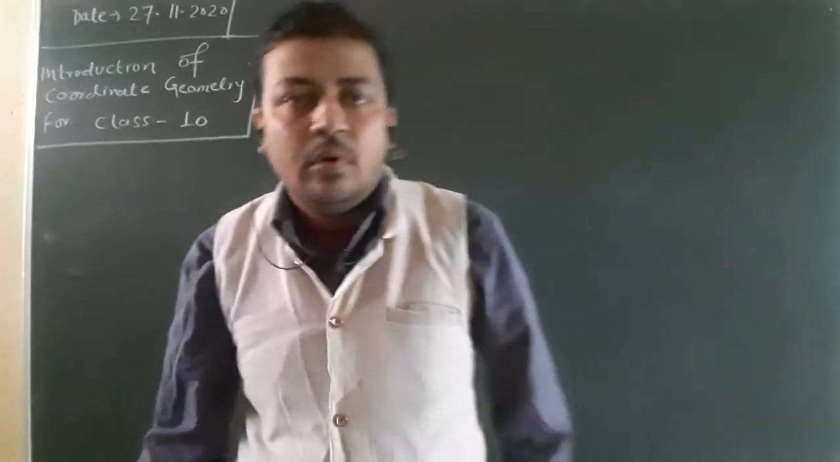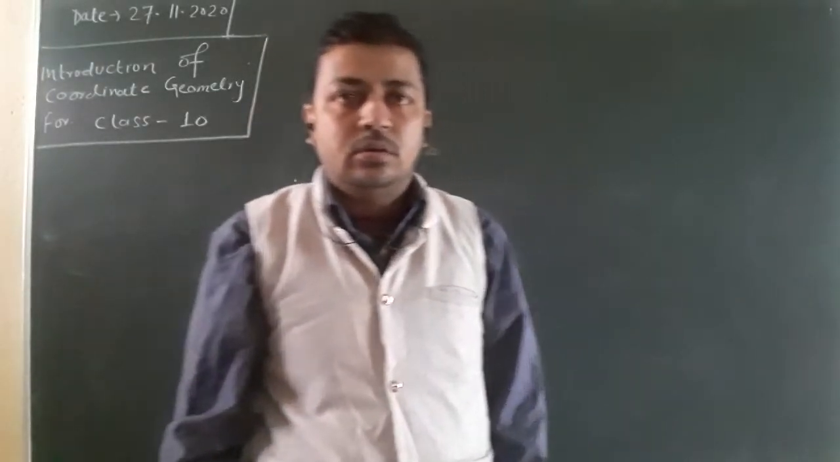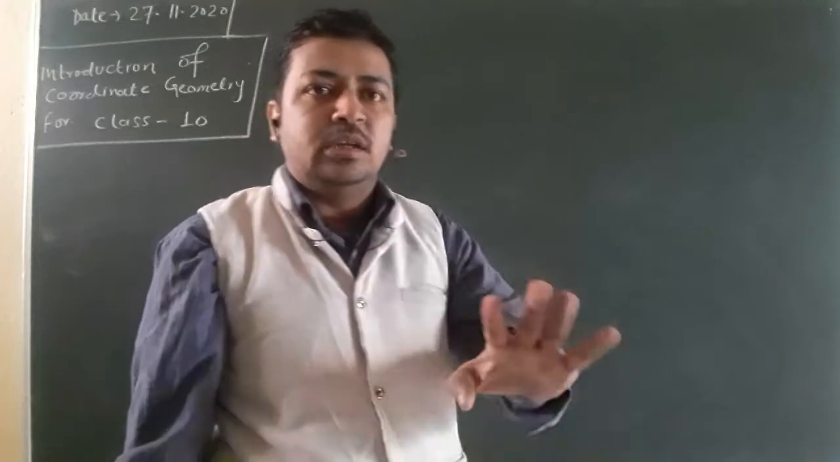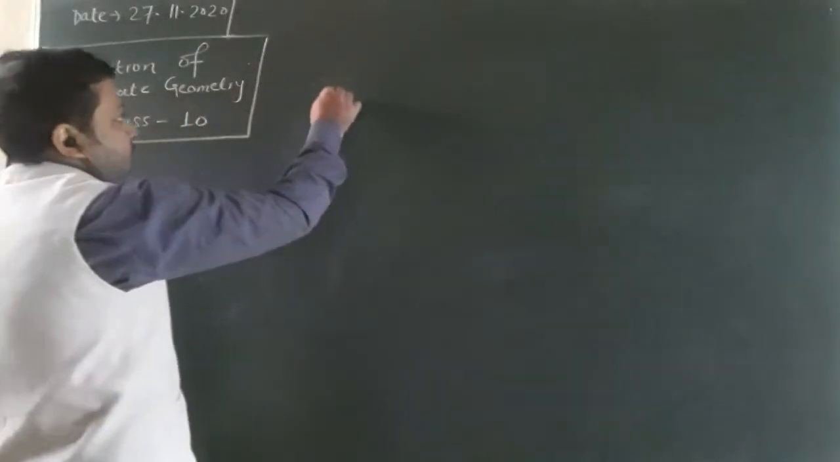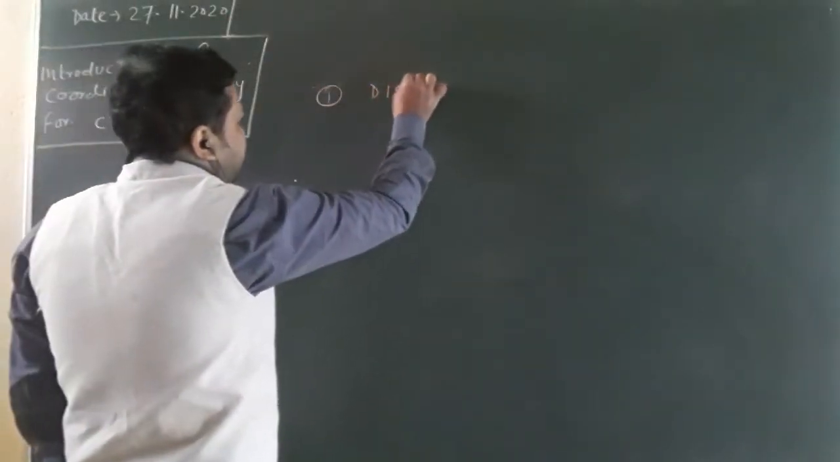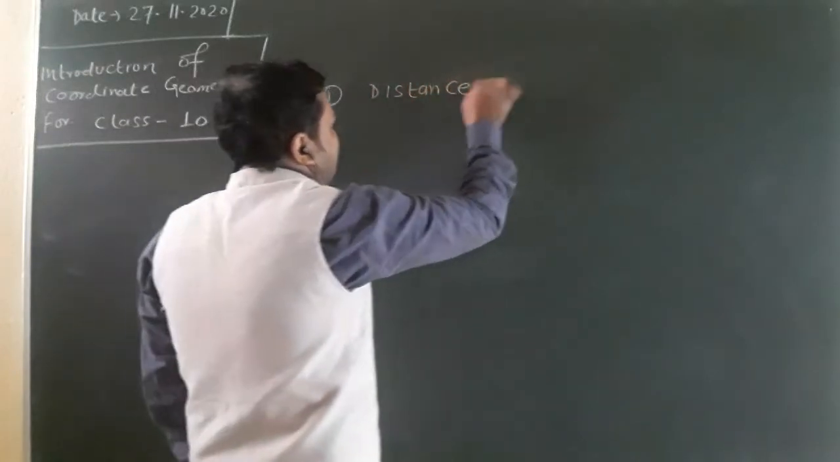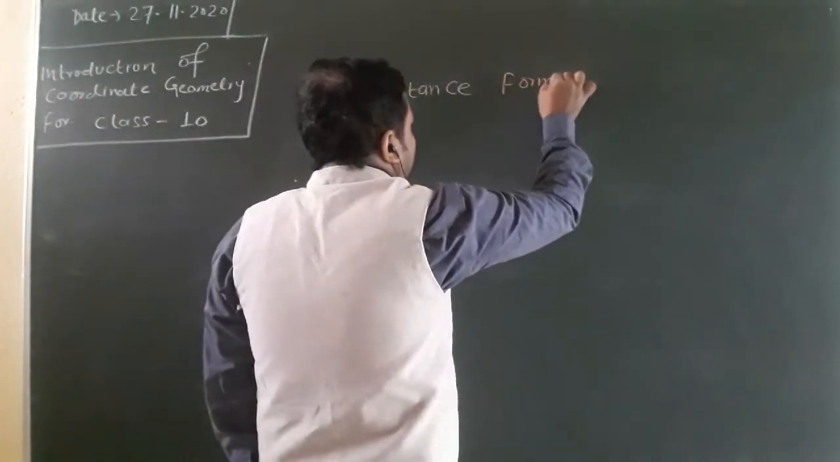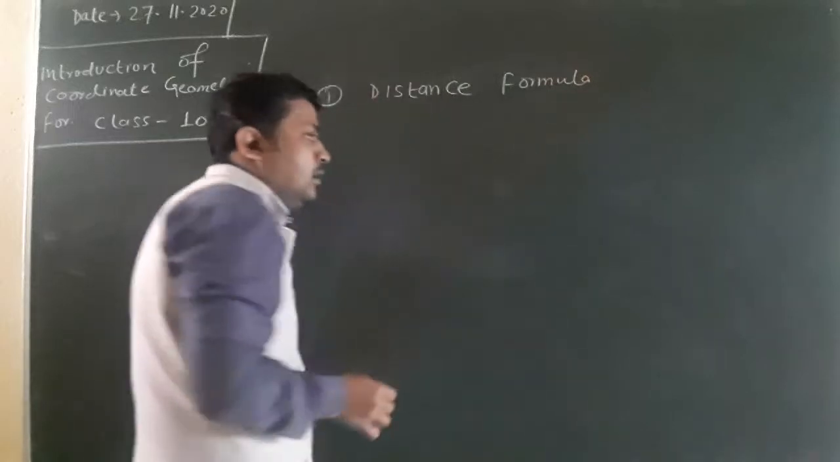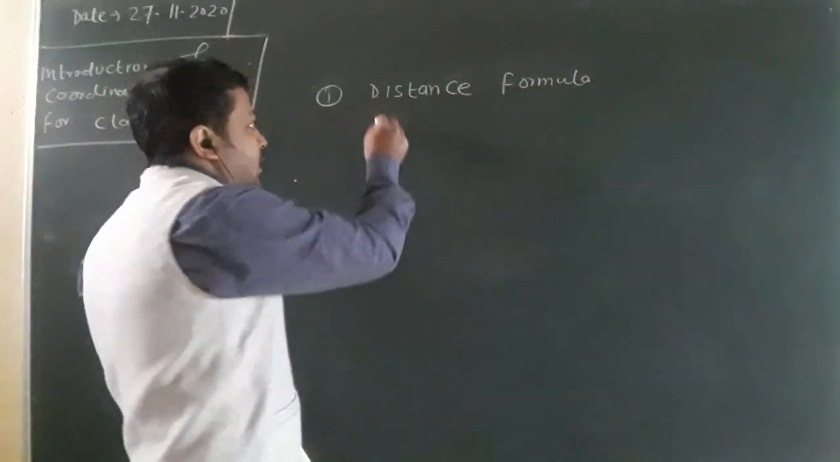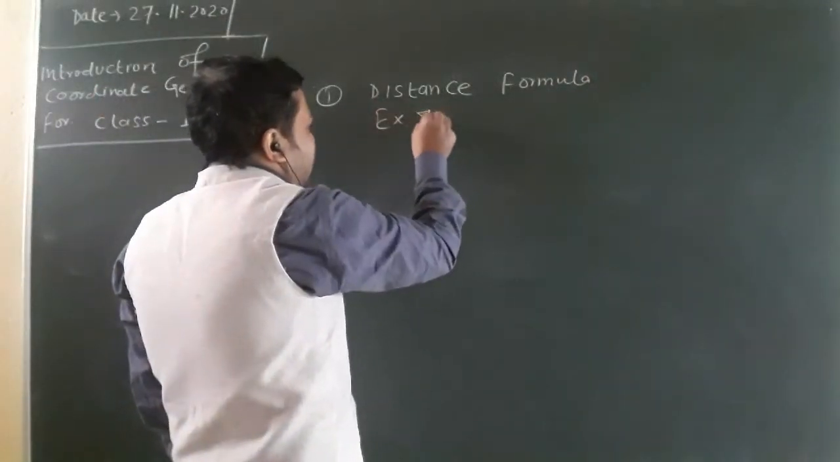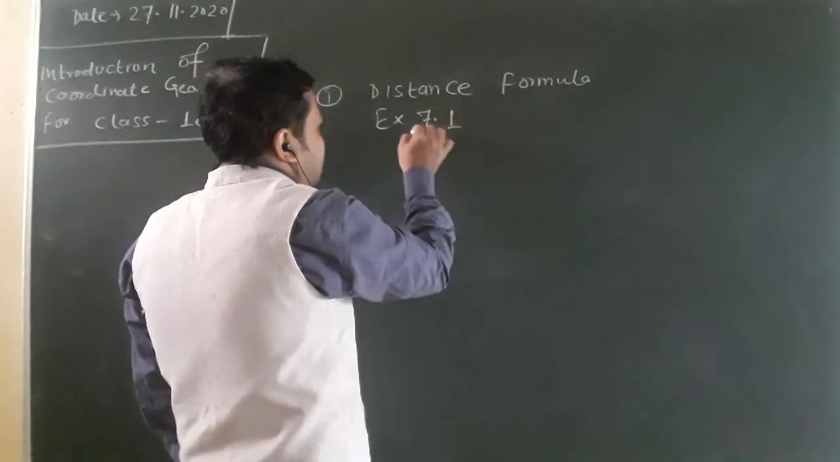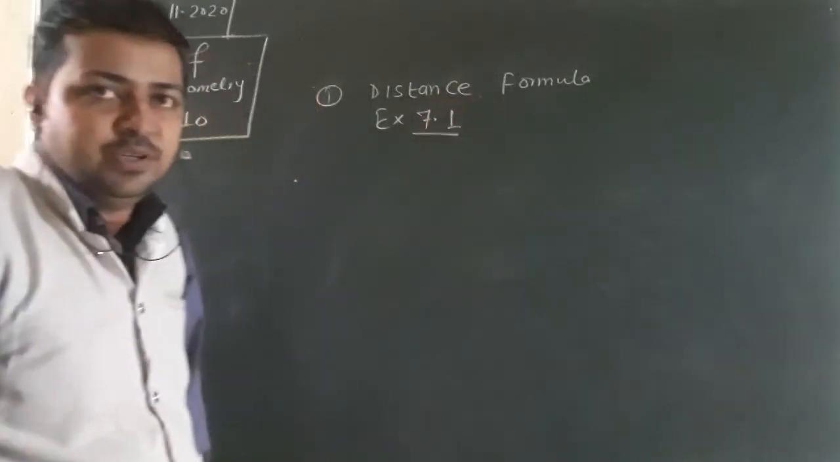So here you will study three things. The first thing is called the distance formula. In NCERT, exercise 7.1 is related to this part, the distance formula.